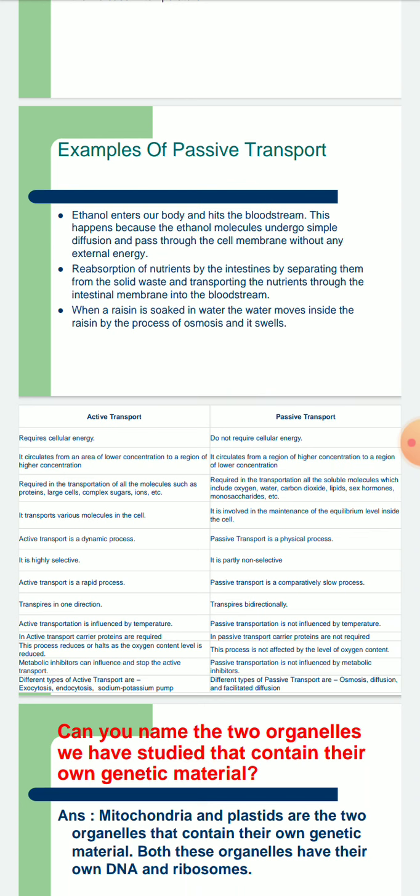Active transport is a dynamic process, and passive transport is a physical process. Active transport is highly selective, and passive transport is partly non-selective. Active transport is a rapid process. Passive transport is a comparatively slow process. Active transport transpires in one direction, and passive transport transpires bidirectionally.